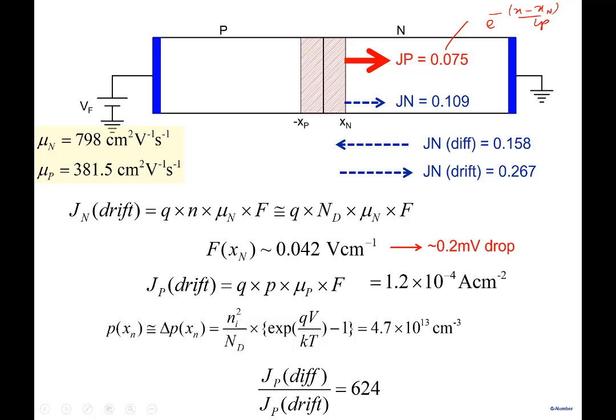Suppose we have a field of 0.042 and you assume for a moment the field is uniform everywhere and you multiply it by the thickness of this region, you'll find there's only a 0.2 millivolt drop. So you apply 0.6, there is a 0.2 millivolt drop here from here to here. So almost everything is going here. Similarly, there will be a 0.2 millivolt drop or something like that here. So it's a very small drop that is occurring. So the whole voltage appears across the junction.